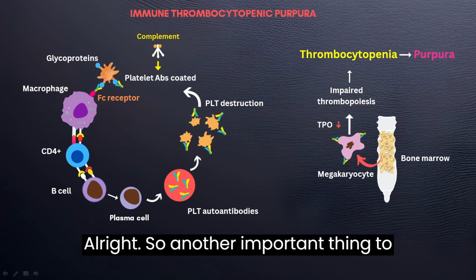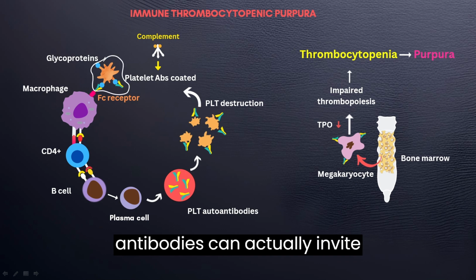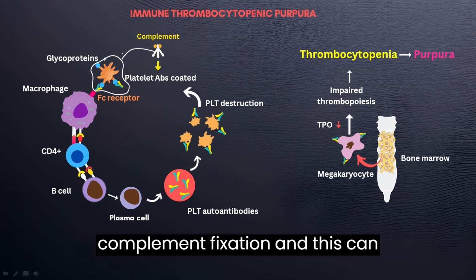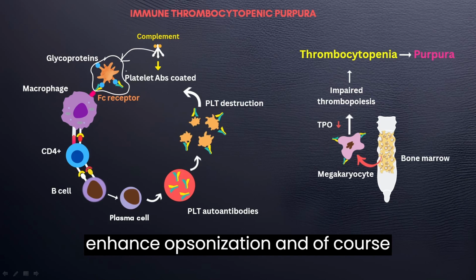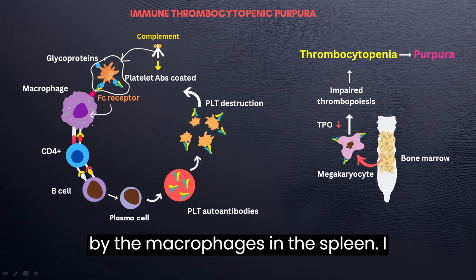All right, so another important thing to note is that the platelet-coated antibodies can actually invite complement fixation and this can enhance opsonization, and of course, there's going to be more phagocytosis by the macrophages in the spleen.